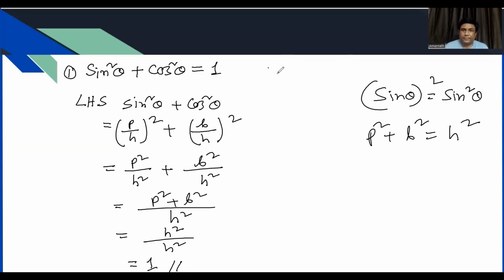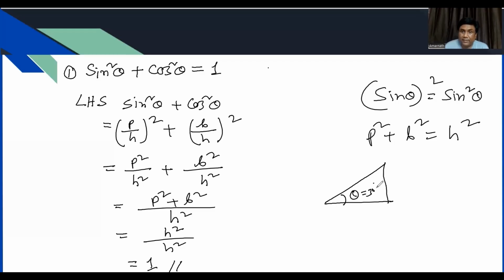Okay. Excuse me, sir. Why do we write theta with each symbol? It's just the angle of observation. Say this is the angle, say 30 degree.